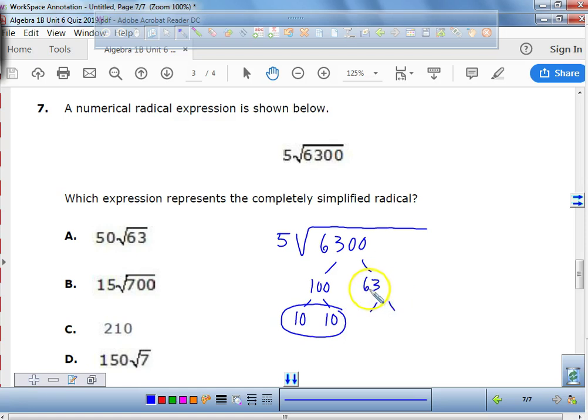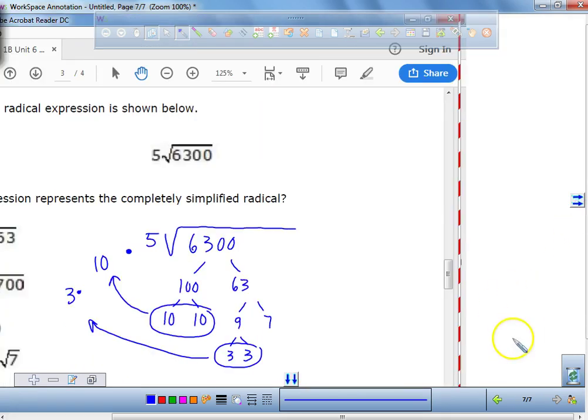Now, everybody, 63 can be broken down into a 9 and a 7. Ooh, 9 can be broken down into a 3 and a 3. Is there a pair there? So watch. What is able to be pulled out? 10. What's already out there? 5. What else can be pulled up? 3. Okay? So, everybody, let me show you kind of what we have here.